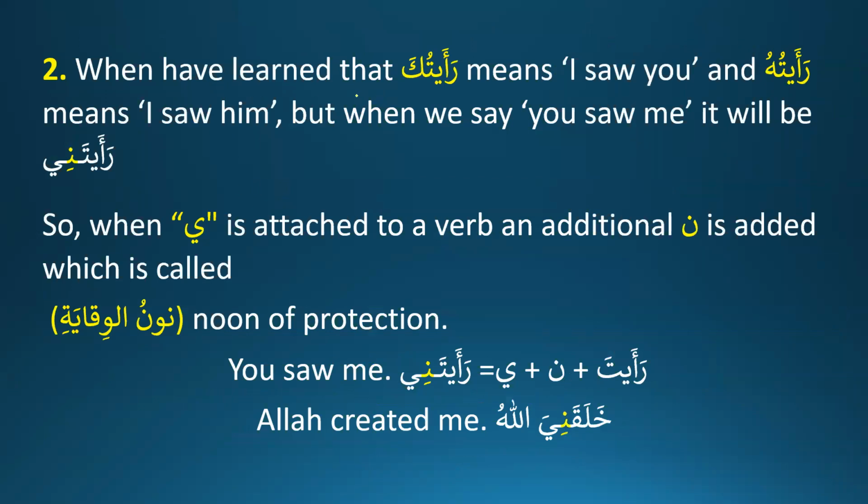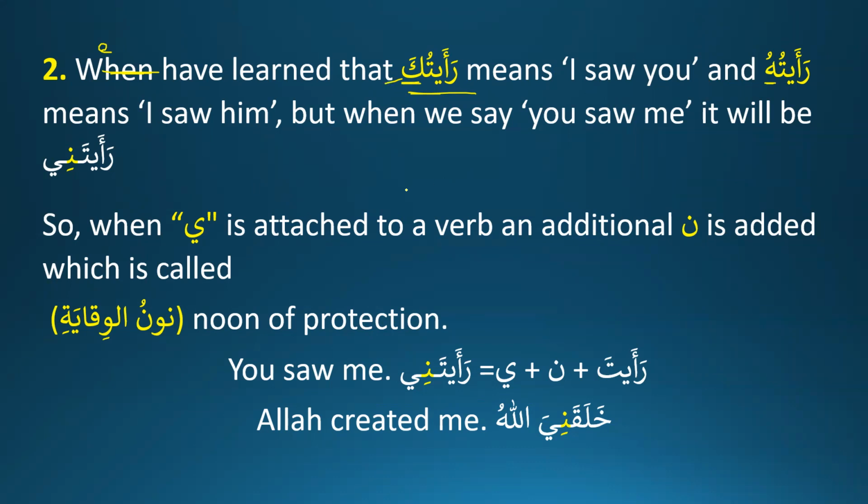We have learned that ra'aytuka means I saw you. Ra'aytuka, I saw you. And ra'aytuhu means I saw him. So here what do we see with the verb? We have the attached pronoun. What do we have with the verb? We have the attached pronoun ka, and here we have the attached pronoun hu. Similarly, it can be ra'aytuki, and it can be ra'aytuha, ra'aytuhum, ra'aytuhuma, ra'aytuhunna. All the 14 attached pronouns can come with the verb.